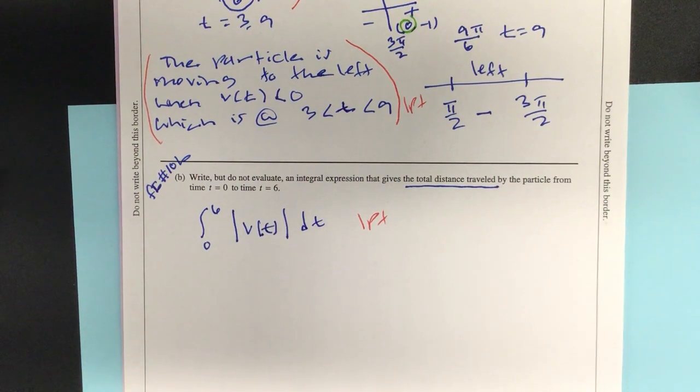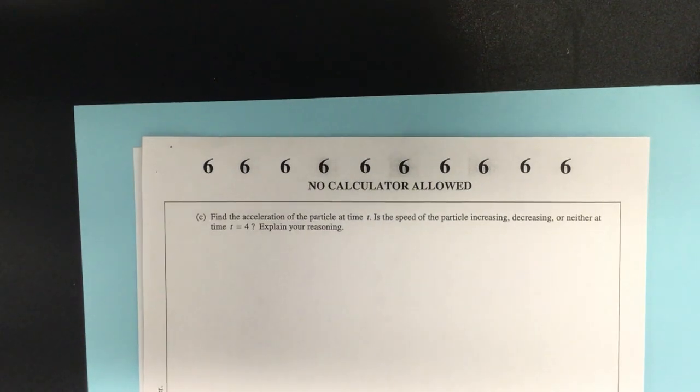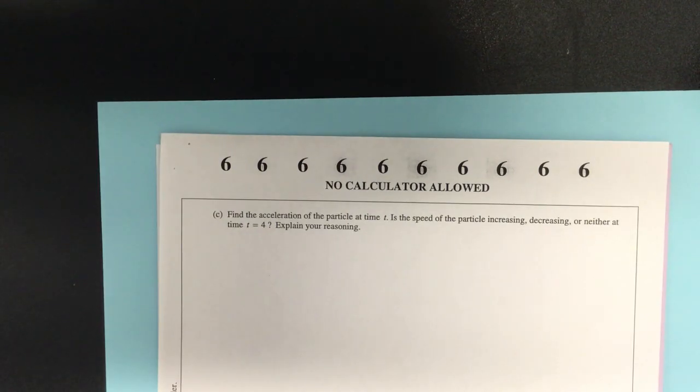Okay, let's go on to part C. Lawrence, let's read part C. Find the acceleration of the particle at time t. Is the speed of the particle increasing, decreasing, or neither at time t = 4? Explain your reasoning. All right, so we know speed is increasing when the velocity and acceleration have what kind of sign? Same. And speed is decreasing when the acceleration and velocity are opposite, different.